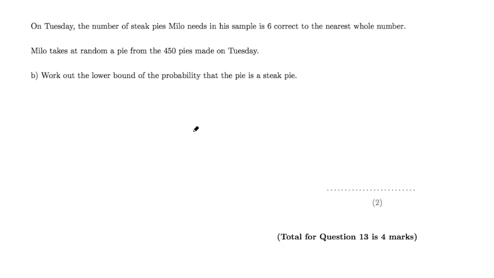Okay, so there are a number of parts to this question. First, the number of steak pies is 6 correct to the nearest whole number. So what is the range that this could possibly be? If it's rounded to the nearest whole number, it could be 5.5. So 6 is greater than or equal to 5.5, or it could be anything up to 6.5. So they're the lower and upper bounds of this value, this 6.